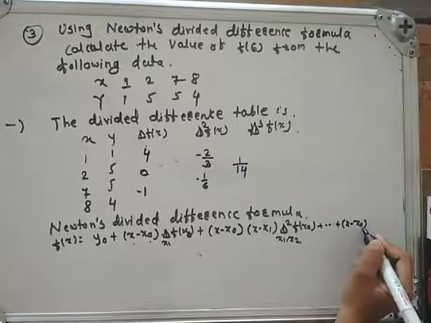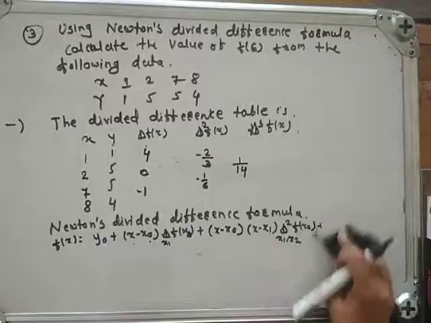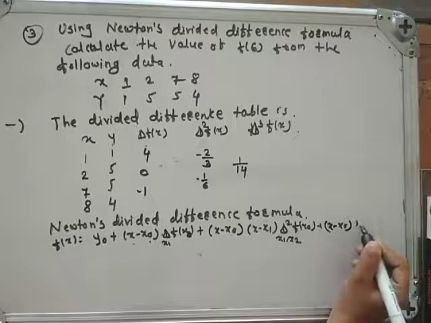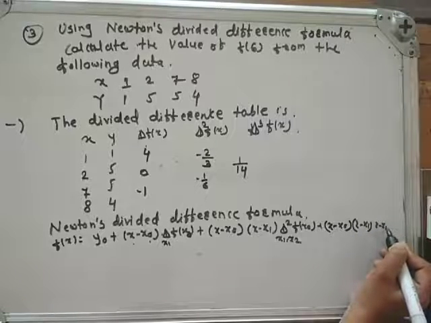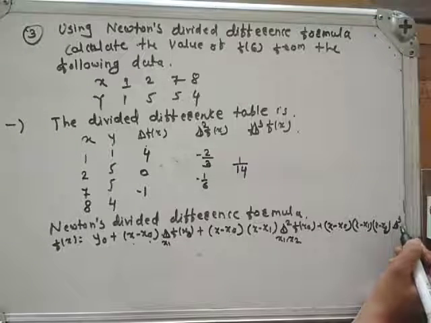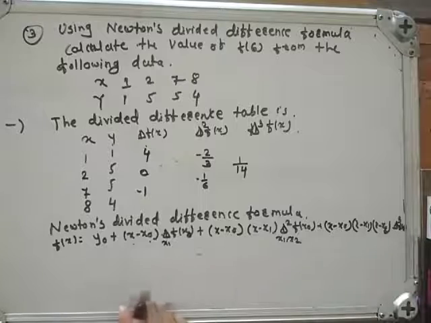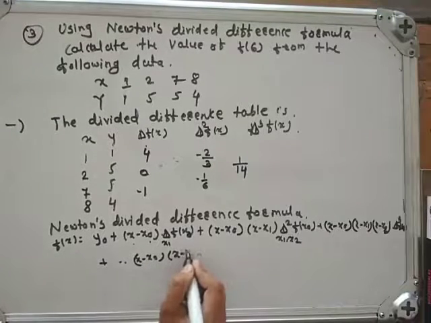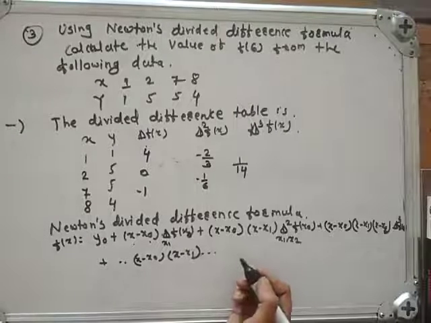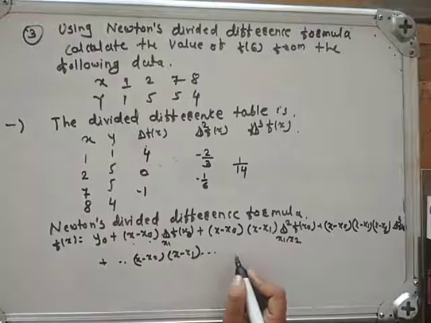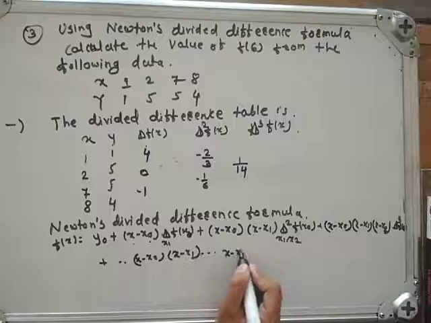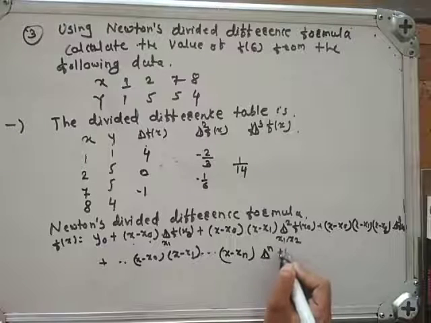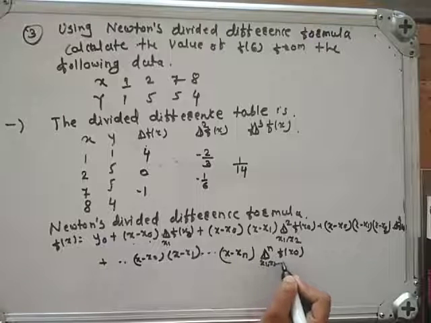Okay, here I will write one more term: x minus x0 into x minus x1 into x minus x2 into the third divided difference for x0, x1 and so on, plus and so on, x minus x0 into x minus x1 and so on up to x minus xn into the nth divided difference for f of x0, x1, x2 and so on up to xn.